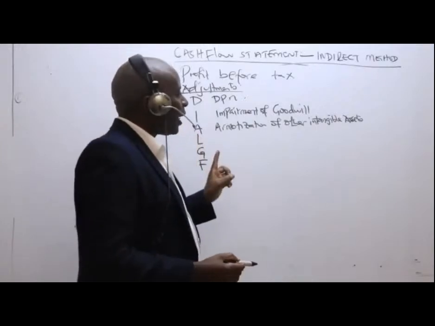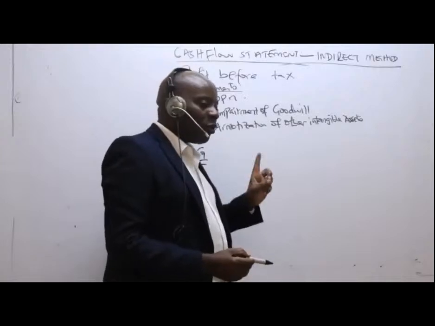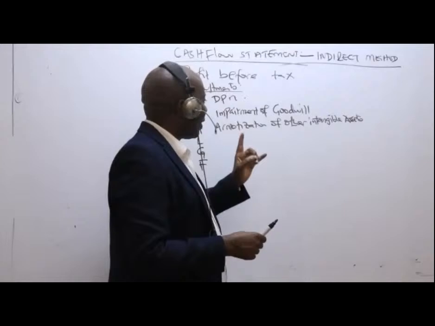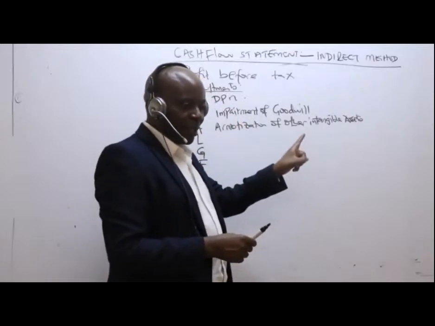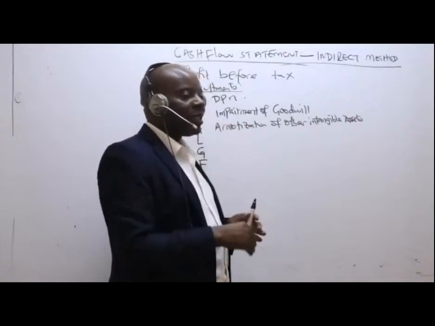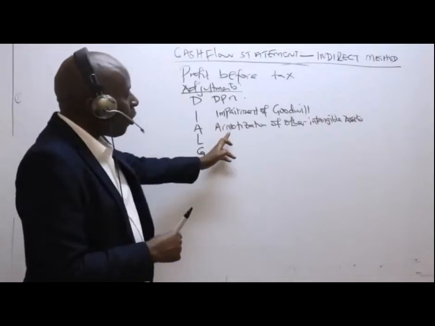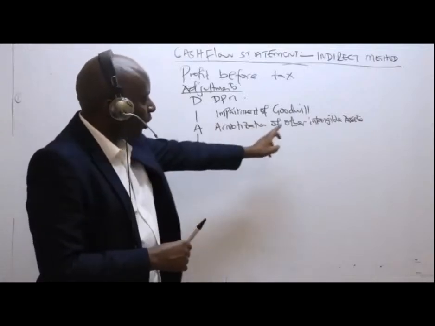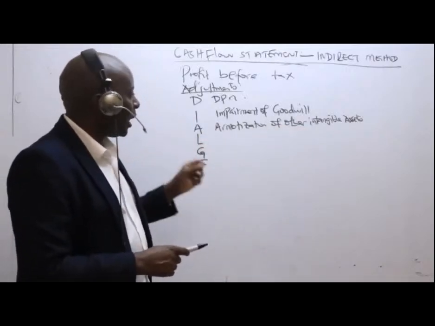But whenever it comes to loss of value of goodwill, it is normally given a special name. And what is this special name? It's impairment. You call it impairment. But all the other intangible assets, their loss in value will be called who? Amortization. So amortization of other intangible assets.